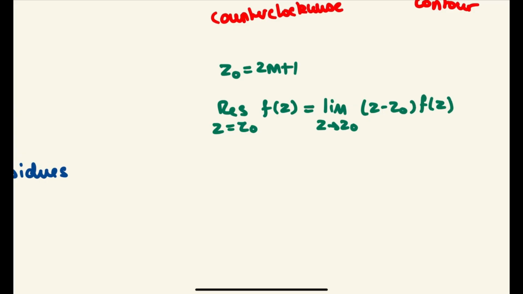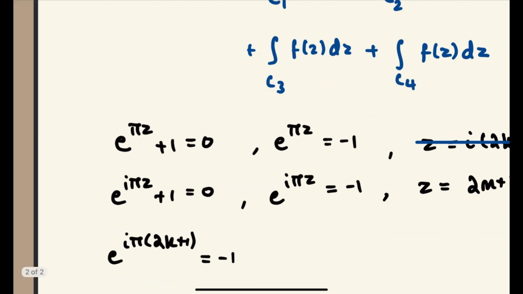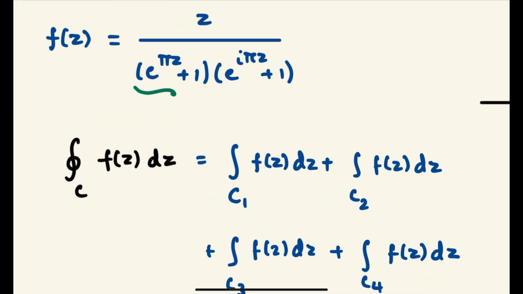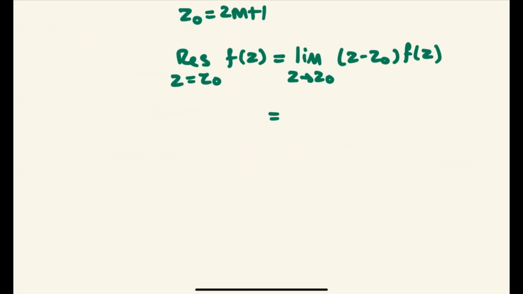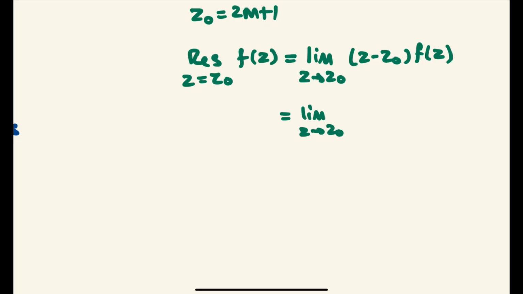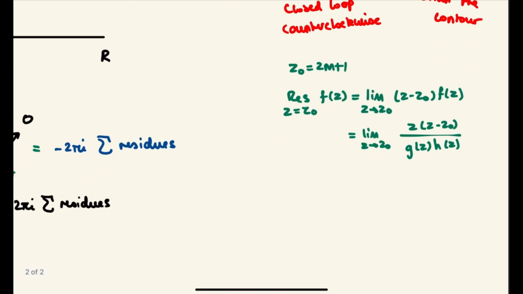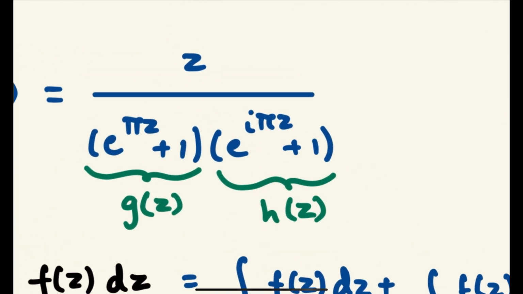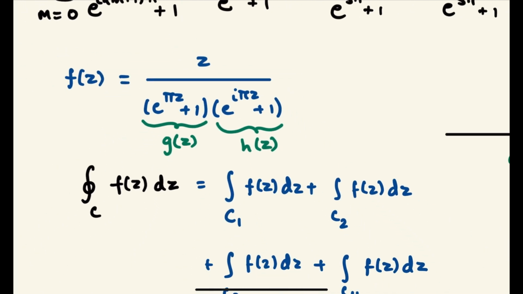Now, just to simplify the writing I have to do, I'm going to let this bit here equal g of z, and this bit here equal h of z. So we have the limit as z goes to z0 of z times z minus z0 over g of z times h of z. All I've done here, guys, is replace f of z with this, by putting g of z and h of z in the bottom.